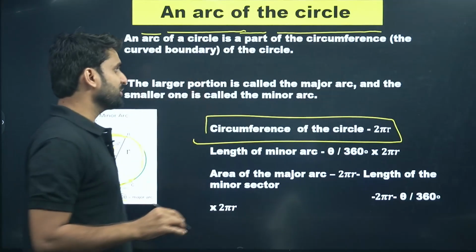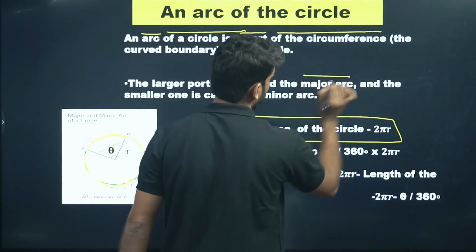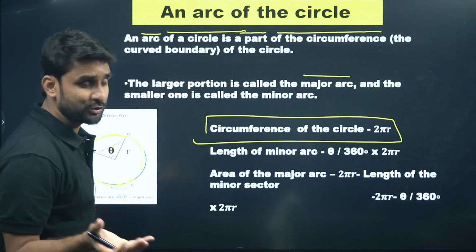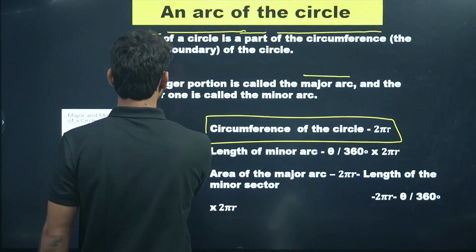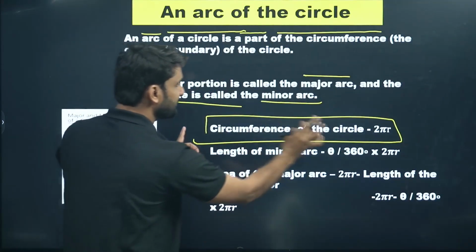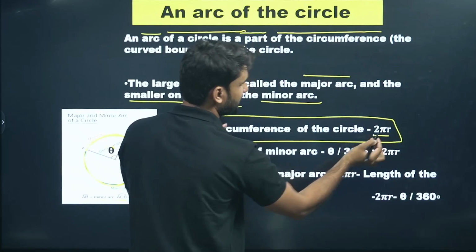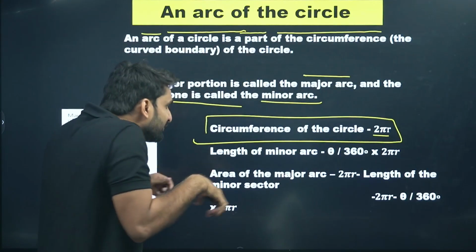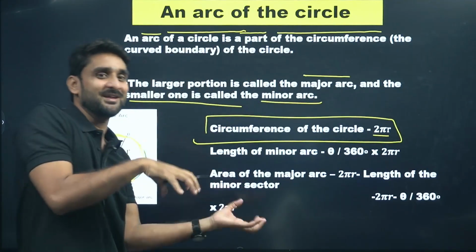We have already discussed that the larger portion is called the major arc, and the smaller portion is called the minor arc. The complete circumference of the circle can be calculated by using the formula 2 pi r. So what will be the formula to calculate both the arcs, minor and major?